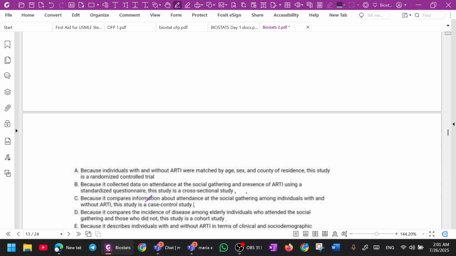So which one do you want? You say A. Do we keep it or do we eliminate it? We should keep it. You think so because individuals with or without acute respiratory tract infection were matched by age, sex, country of residence. This study is an RCT.